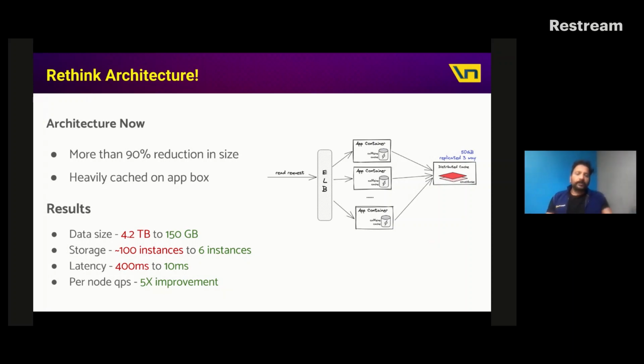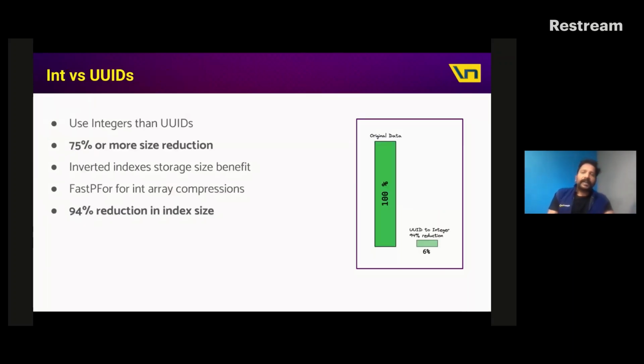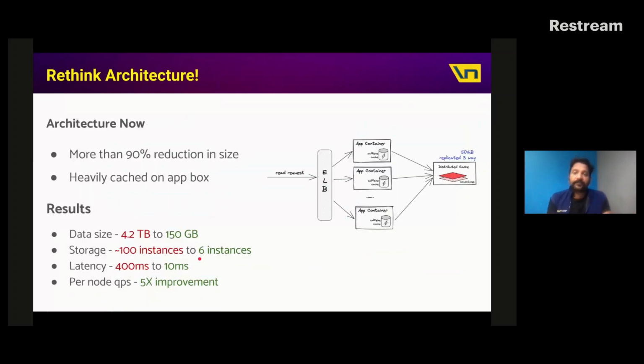So overall, wrapping it up, we saw more than a 90% reduction in the overall size. And because we were able to get to a 90% reduction in the overall size, we could actually cache a lot of this data on the app itself. Now, what does that mean? So our data size went from 4.2 TB down to almost 150 GB.